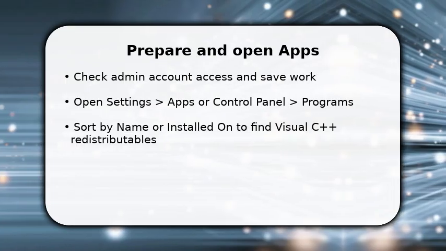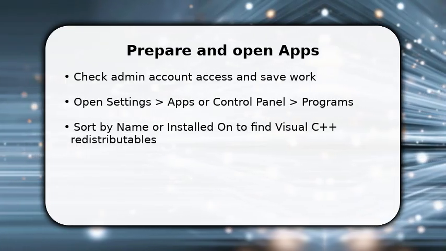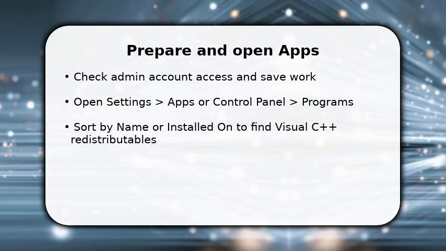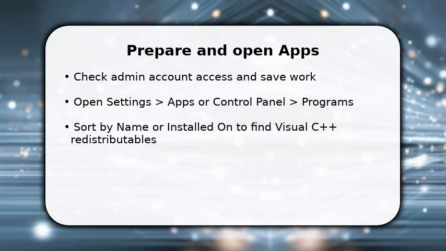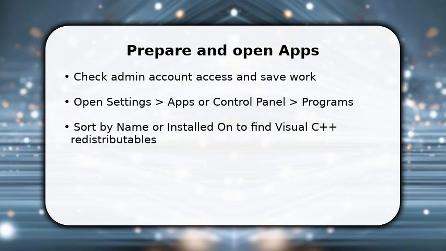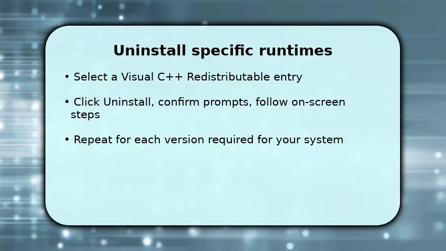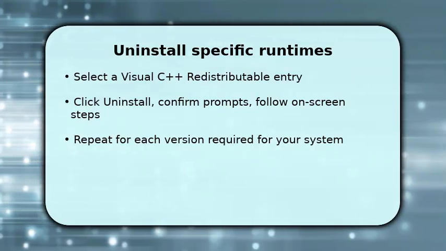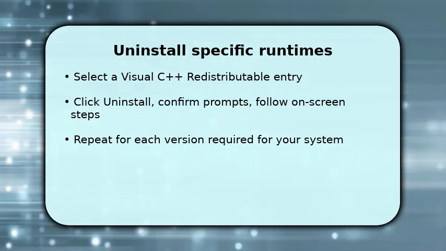Once there, switch to a detailed view and sort by name or installed on to group Microsoft Visual C++ redistributable entries together. This helps you see versions and prevents accidental removal of unrelated software. Select a single Microsoft Visual C++ redistributable entry from the list and click Uninstall, then confirm when Windows asks.